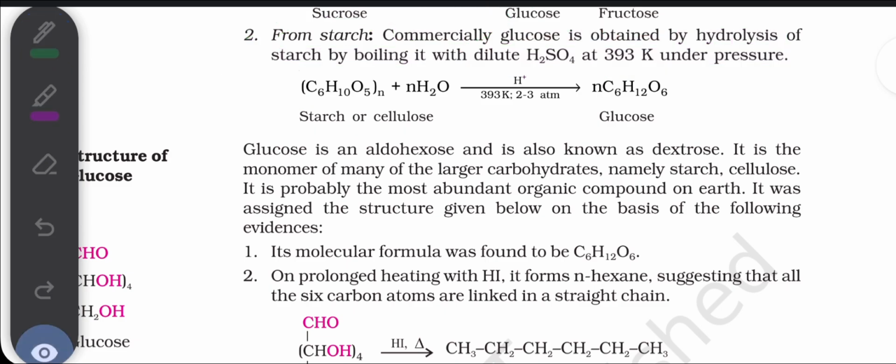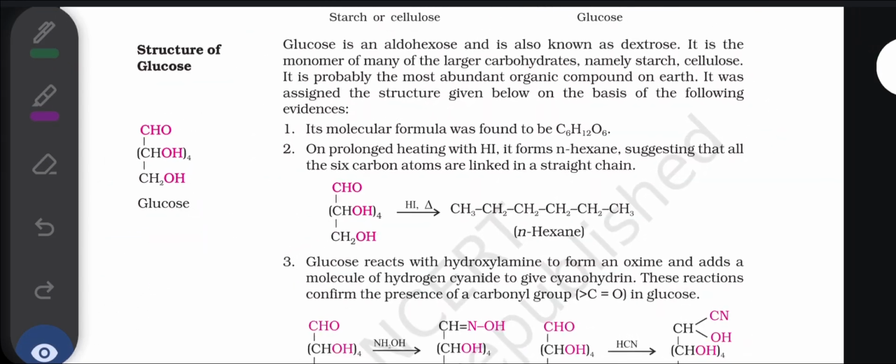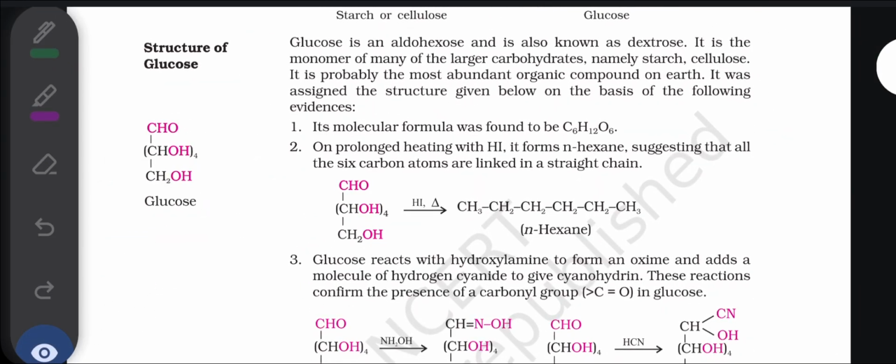Now, structure of glucose. Glucose is an aldohexose, I told you, and it is also known as dextrose. It is a monomer of many of the larger carbohydrates, namely starch and cellulose. It is probably the most abundant, very important, most abundant organic compound on earth.